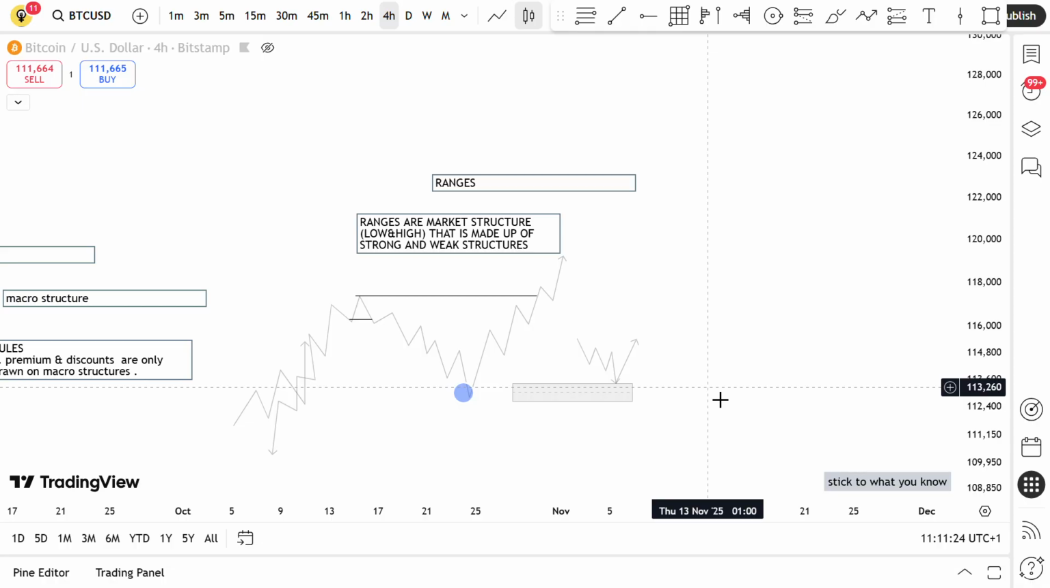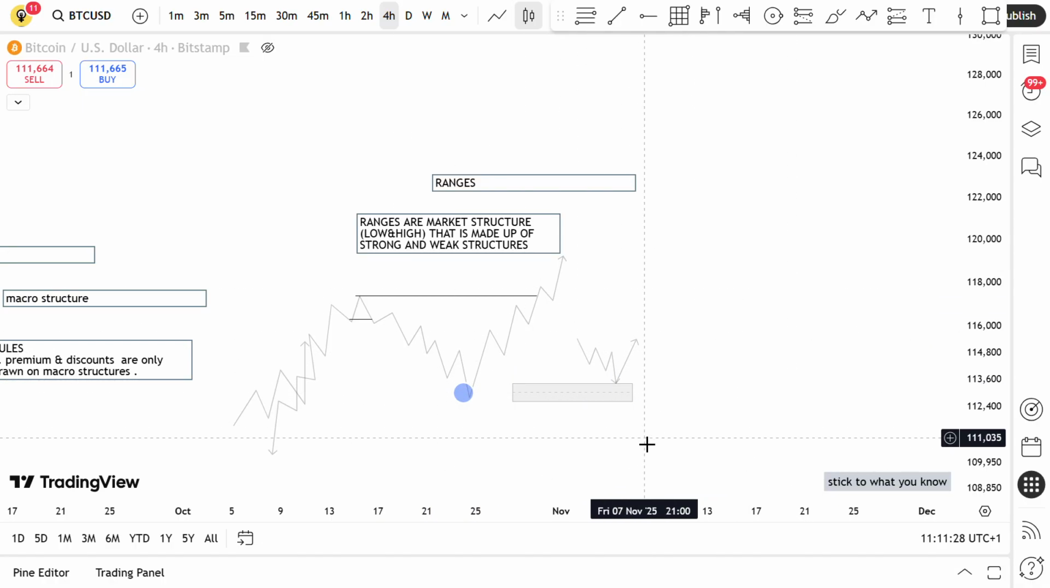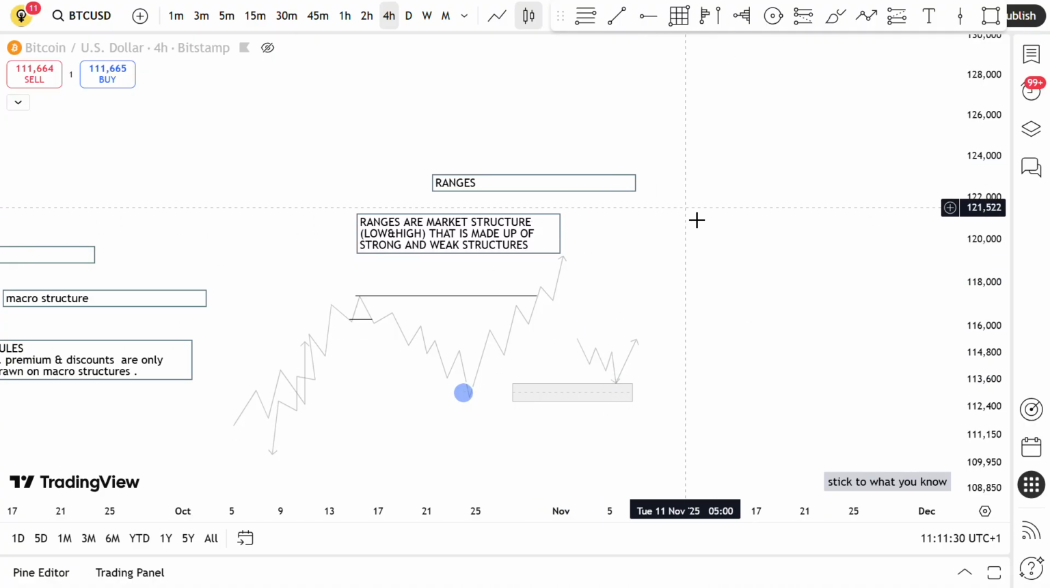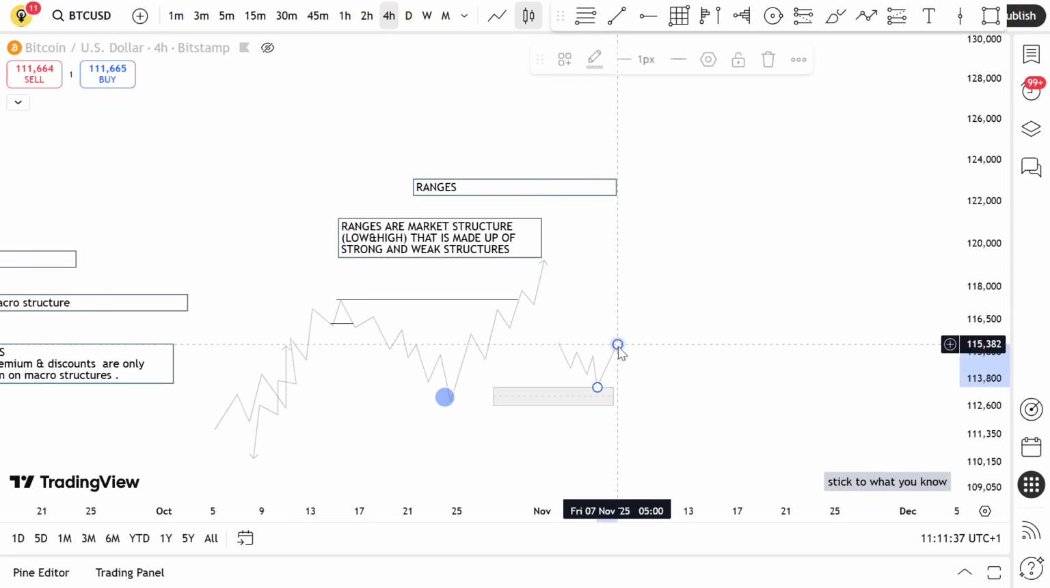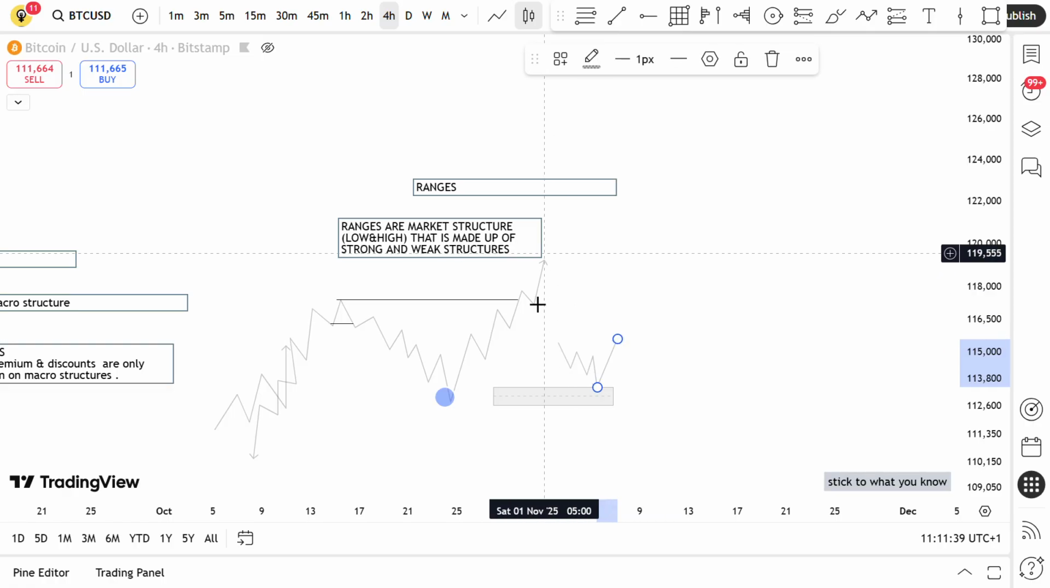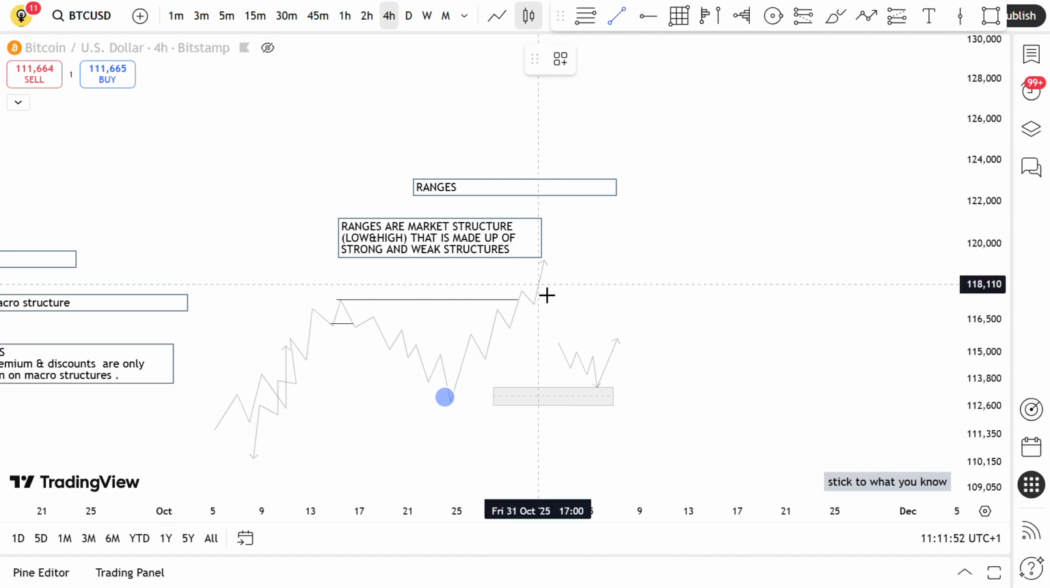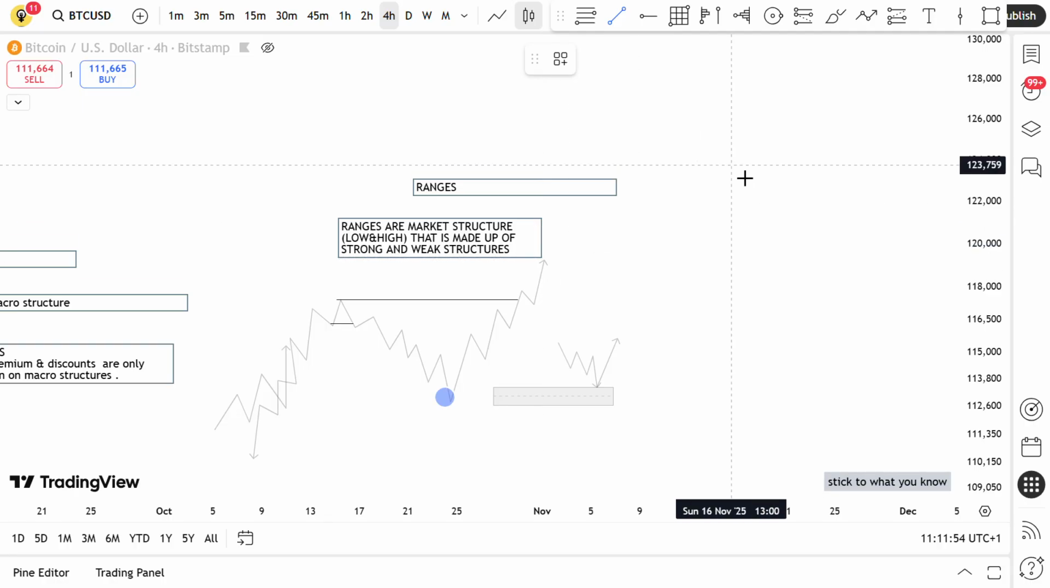So that is what strong structures are. Structures that take out liquidity and go ahead to break a high. That's what we call strong structures. Weak structures are structures that are created from strong highs. So once this breaks, this becomes a weak high. Makes a low, weak high, makes a low, weak high. Price should be taking this out.